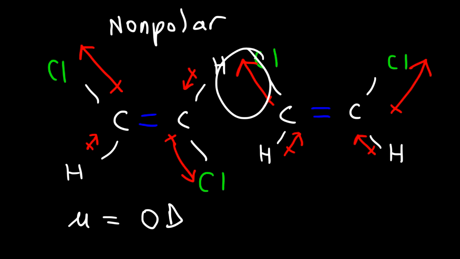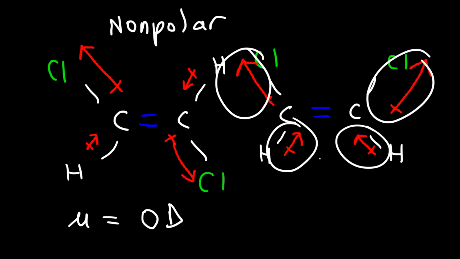Notice that these two arrows don't completely cancel. They partially cancel, but they do add up and produce a net dipole moment. And the same is true with these two arrows. The net dipole moment is in the upward direction. And let me show you why. So we had an arrow going this way and another arrow going that way.